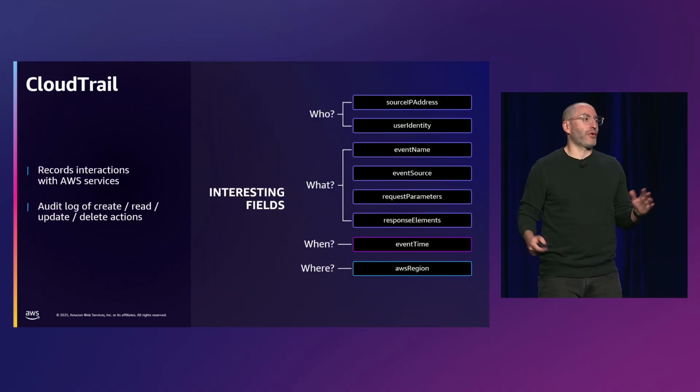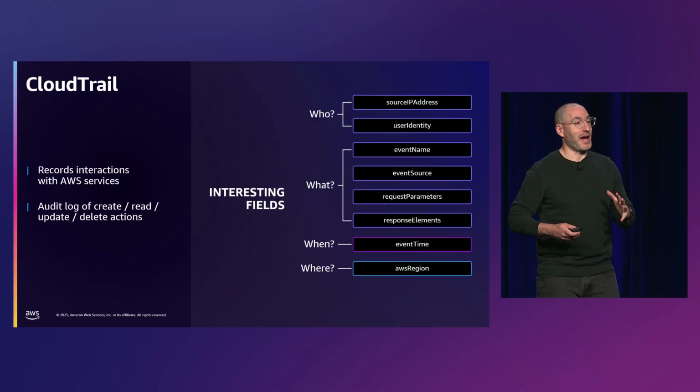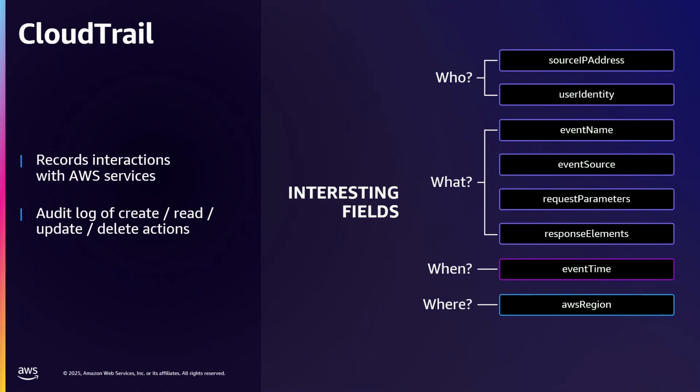So it's a treasure trove of details. It's really a map of who, what, when, and where for every interaction that occurs in your accounts. Right, so you get details like what is the source IP address and user identity of the client caller, what did they actually try to do, what was the event name, event source, really rich details around the request and response themselves, and then a timestamp, which makes everything great, and what region this information was logged.